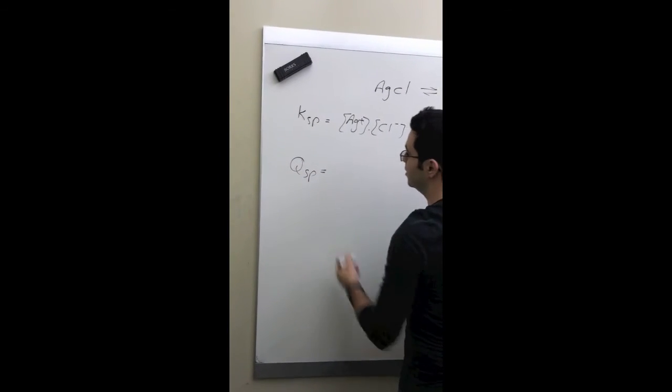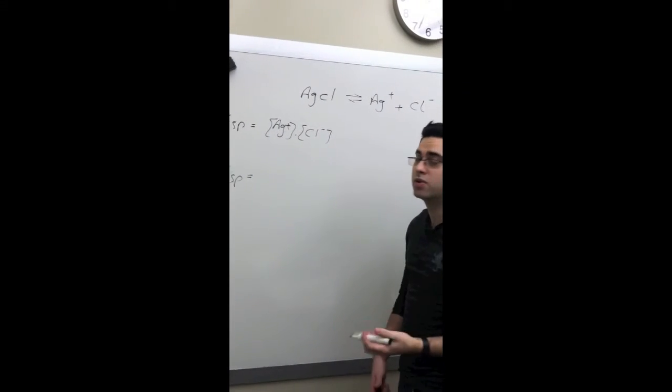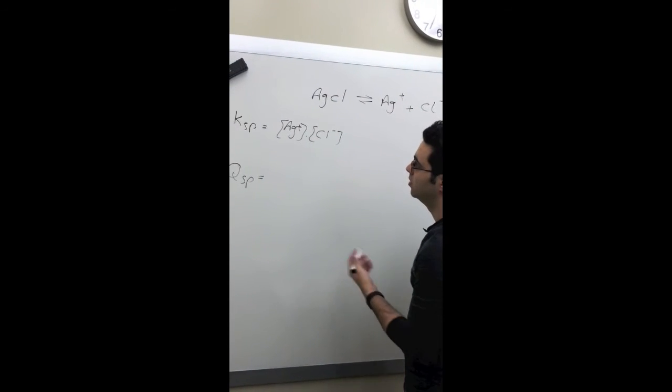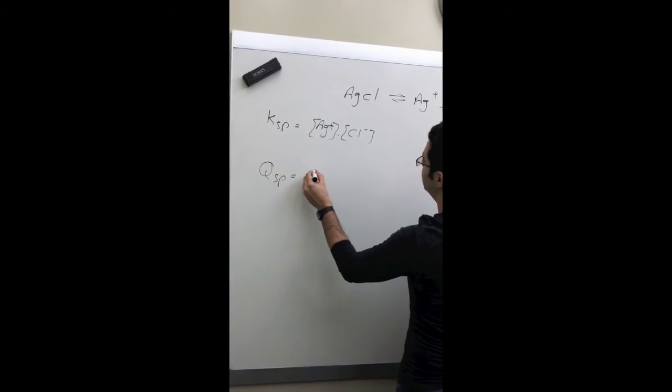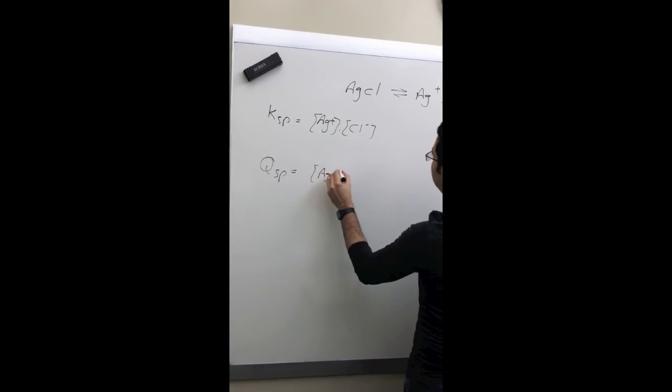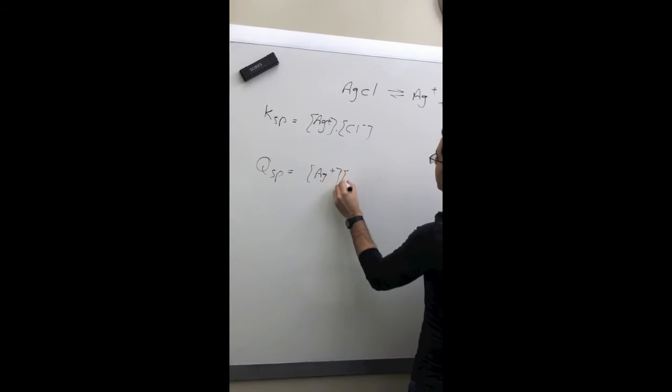Also, we have QSP, which is the same as equilibrium, but it's before the system gets to equilibrium. So the expression is pretty much the same. So the QSP for the system will be the same as KSP.